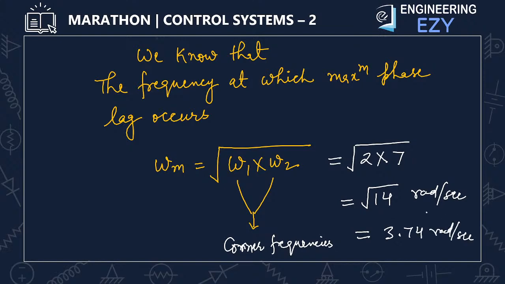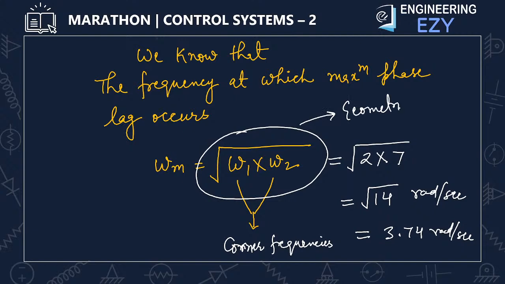You must know this formula. The frequency at which the maximum phase lag occurs is the geometric mean. Square root of AB is called the geometric mean of A and B. So this is called the geometric mean of the corner frequencies.